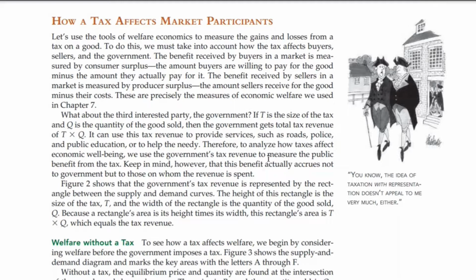The benefit received by buyers in the market is measured by consumer surplus. It is the amount buyers are willing to pay for a good minus the amount they actually pay for it. Similarly, the benefit received by sellers in a market is measured by the producer surplus. It is the amount that the sellers receive for a good minus their costs. But what about the government? Now, if T is the size of the tax and Q is the quantity sold, then the government generates a tax revenue of T multiplied by Q.